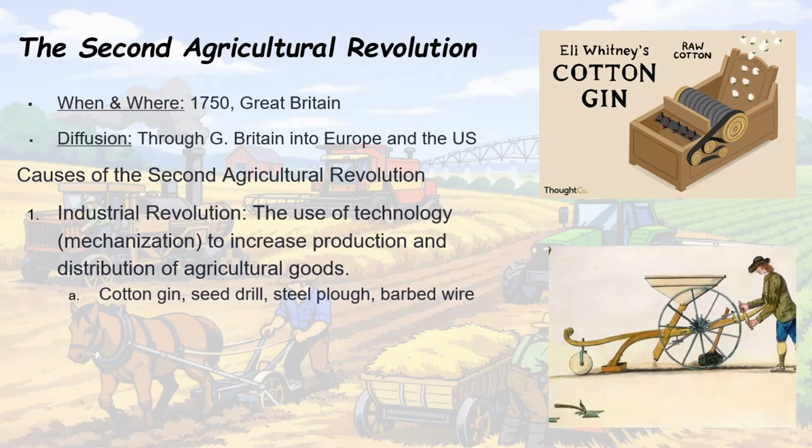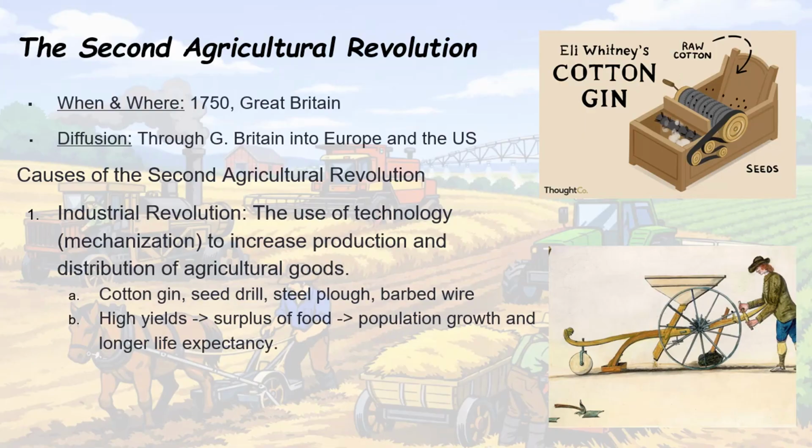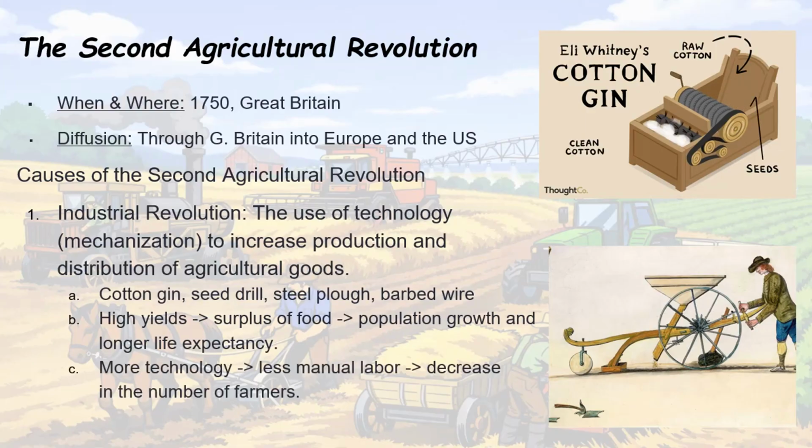Look at the images on the right. That cotton gin? That machine separates cotton fibers way faster than human hands ever could. The seed drill below it? Instead of randomly tossing seeds and hoping for the best, it plants them evenly and efficiently. Add in the steel plow and barbed wire, and suddenly farming becomes mechanized. That word matters. Mechanization means machines replace human labor.